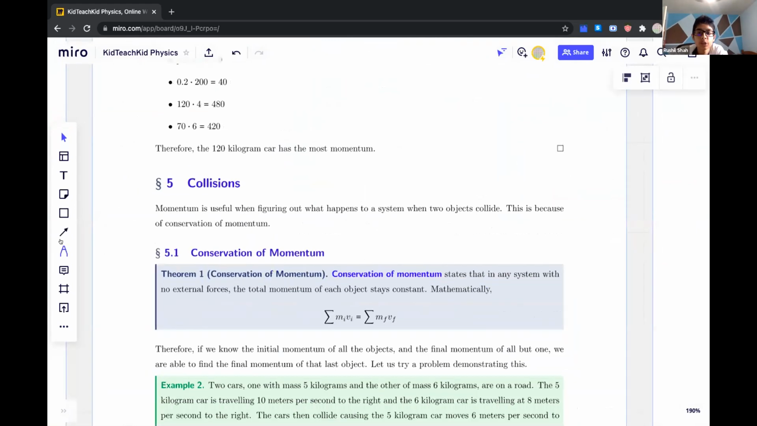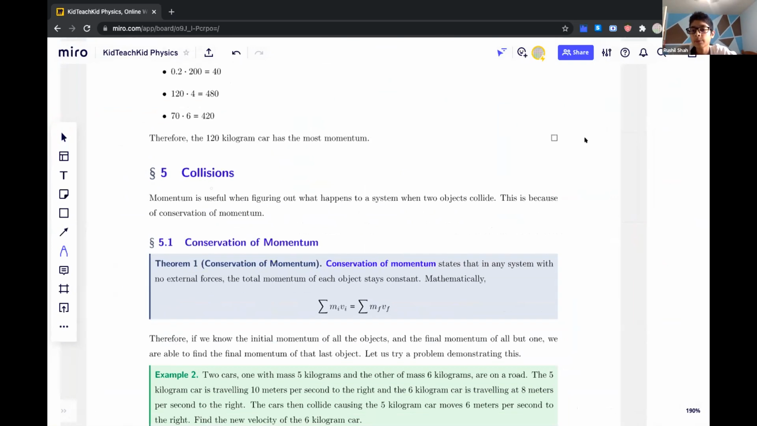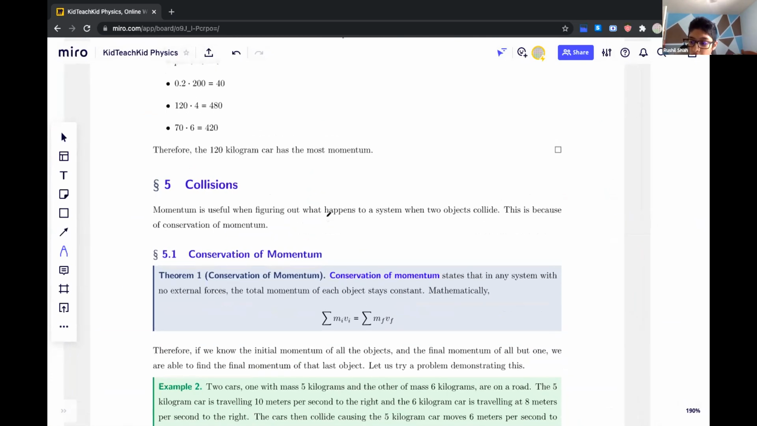Okay, so if there's no questions, I'll move on. And so now I remember someone asked, what is momentum useful for? And this is what we're going to be discussing for the rest of the class, collisions. And this is what momentum is useful for, because it lets us figure out what happens to a system when two objects collide. And the reason why it's useful is because of a special formula. And this is called conservation of momentum.